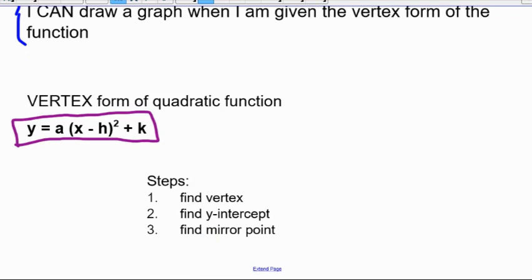I'm also suggesting there are basically 3 steps to doing what we're going to do. First, we're going to find the vertex from the equation. Then we're going to find the y-intercept from the equation. Then I'm going to call it a mirror point. Let's do a couple of examples.